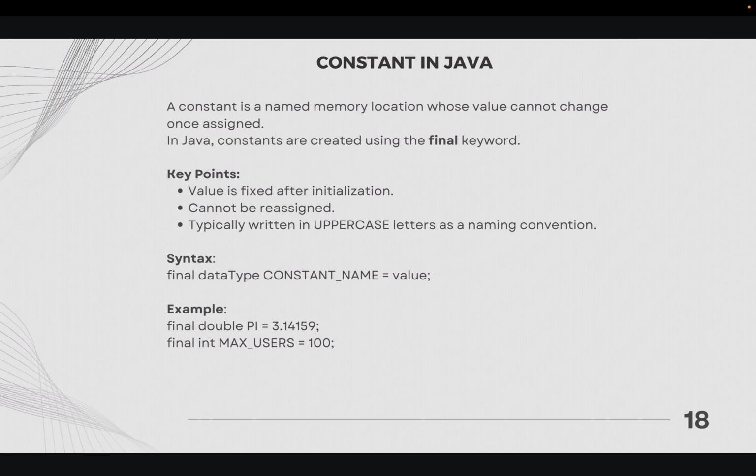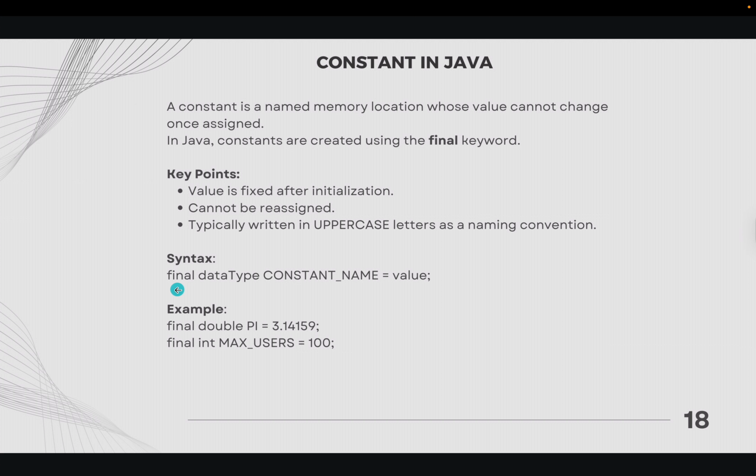Now I want to discuss one very important topic, constants in Java. So what is a constant? A constant is a named memory location whose value cannot change once it is assigned. In Java, constants are created using the final keyword. The value is fixed after initialization. It cannot be reassigned, and it is typically written with uppercase letters as a naming convention.